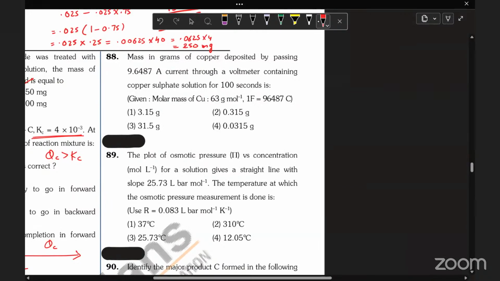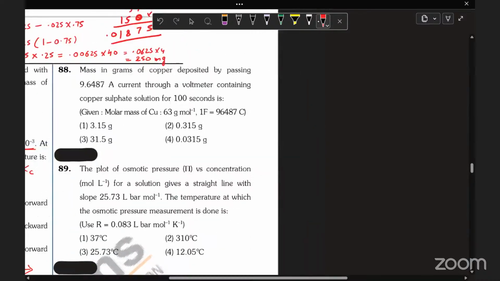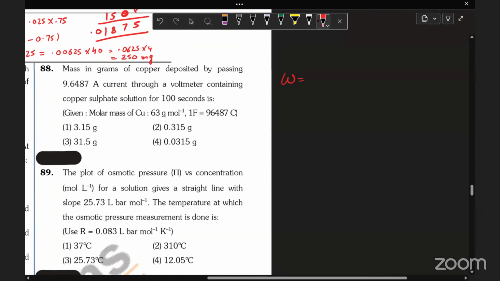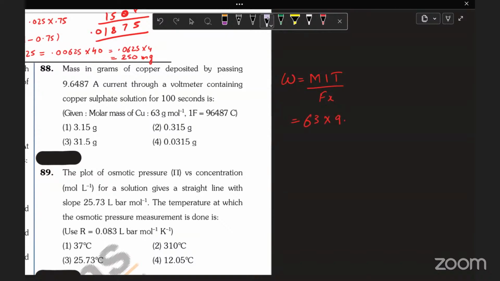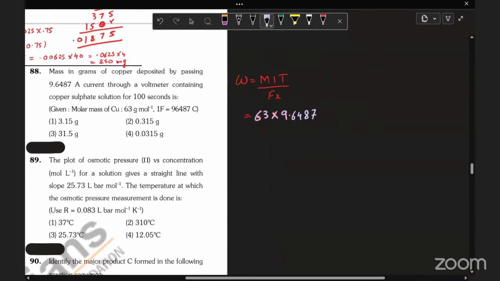Next question: the mass in grams of copper deposited by passing this much amount of current through a voltameter containing copper sulfate solution for 100 seconds is. All right, the question is from Faraday's first law, right? So what was the formula? I'm writing the most simplified formula: W equals M I t by F x. The molar mass is given as 63. Current, they are saying, is 9.6487. And then the time is 100 seconds.